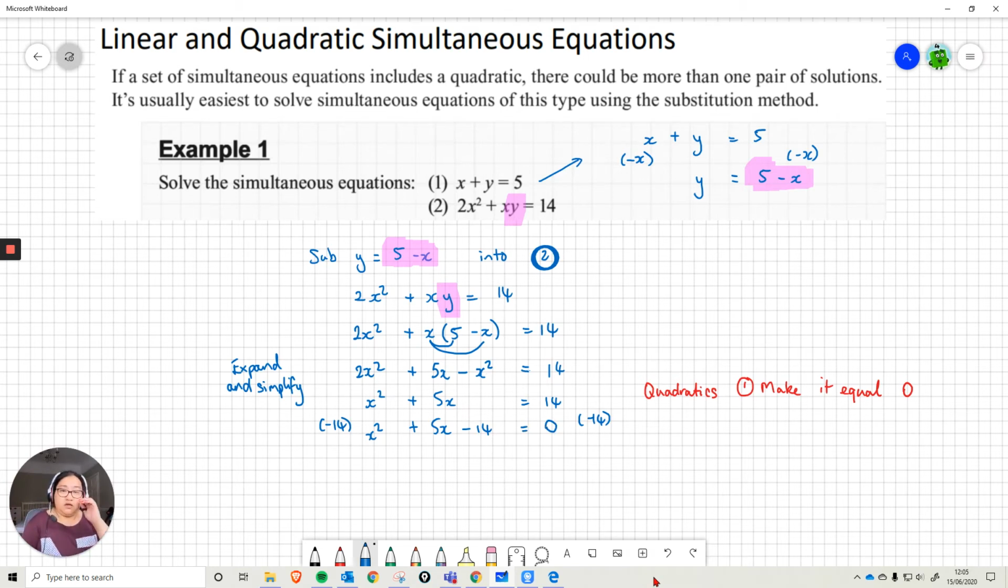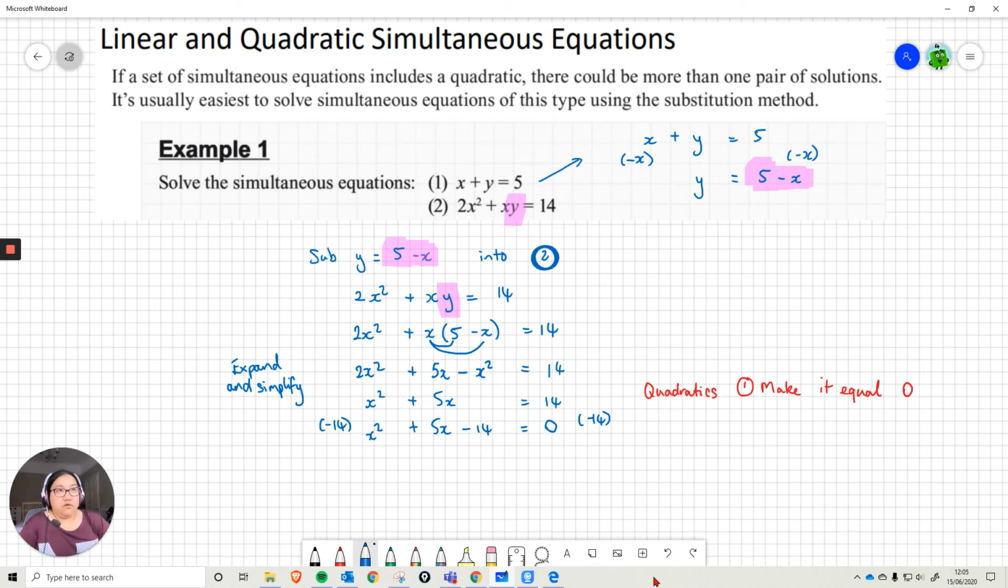Now I can attempt to solve the equation. Because I've got a quadratic, remember there are 3 methods to solving quadratics. The first one is factorizing. The second one is the quadratic formula. And the third one is completing the square. With this example here, I'm going to factorize.